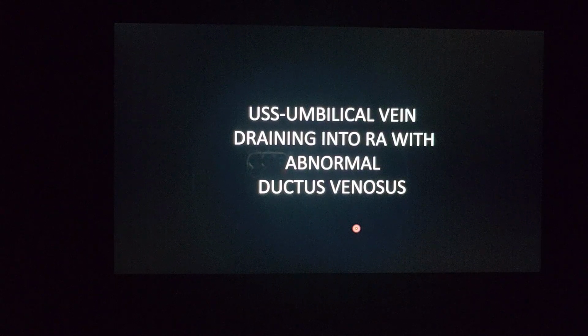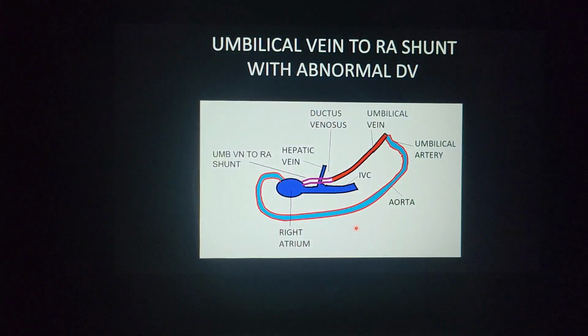Now we will look at cases. The first one is an umbilical systemic shunt. In this case, the umbilical vein drains into the right atrium with an abnormal ductus venosus. Here you can see that the umbilical vein comes towards the liver, then does not go into the IVC at the level of the hepatic vein, but proceeds and enters the right atrium, and at this junction there is an abnormal ductus venosus.